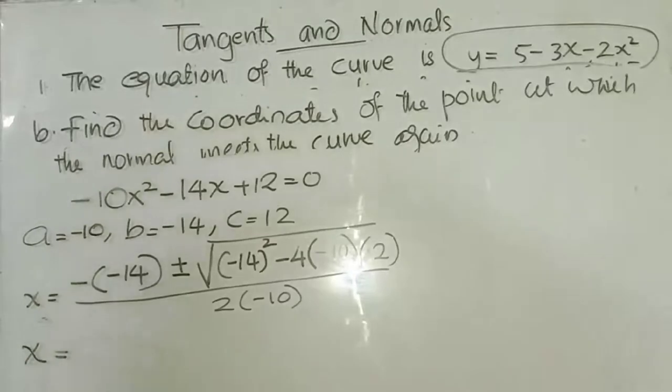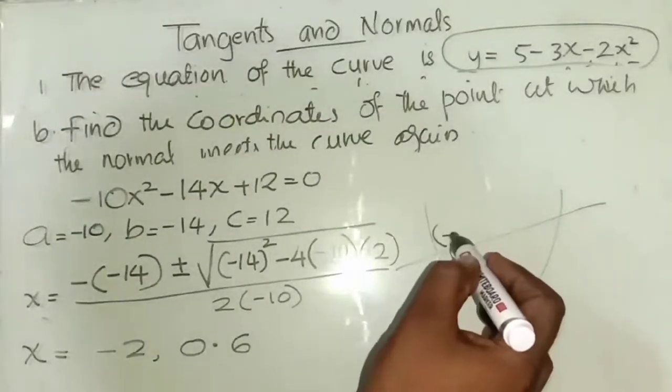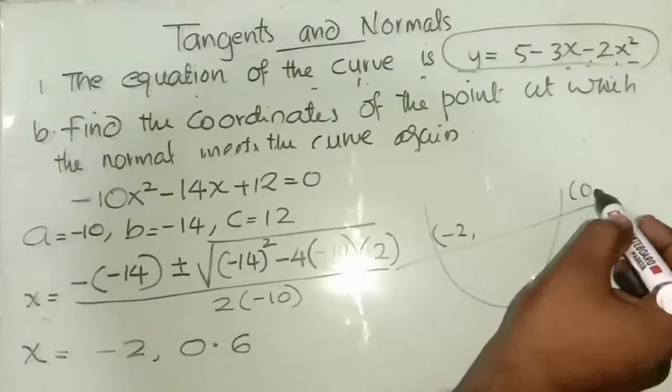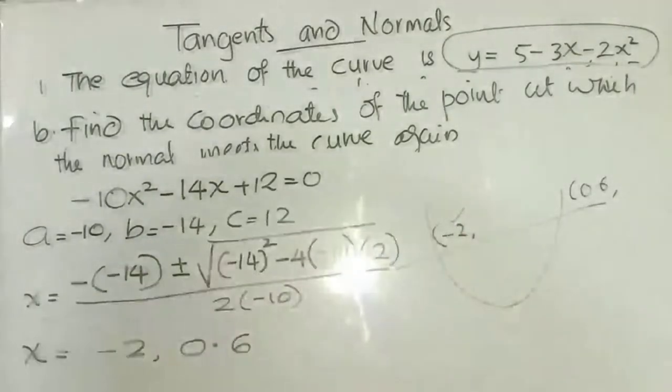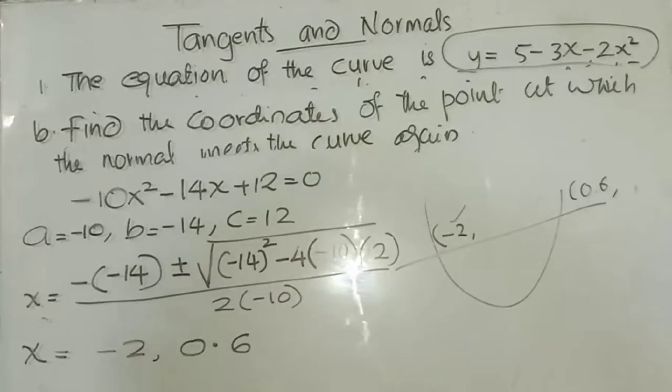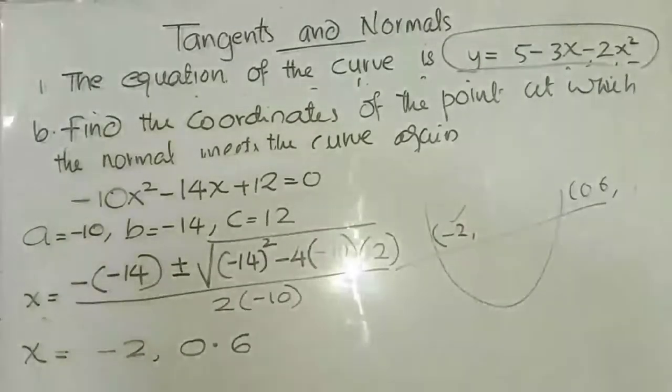We get two values for x, which are minus 2 and 0.6. That is nothing but the x coordinates. And already you know minus 2 is one of the x coordinates in your question. So the x coordinate of the next meeting point is 0.6.